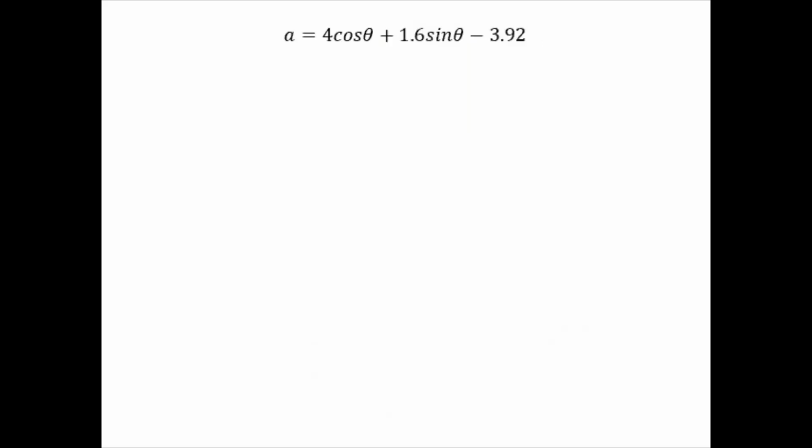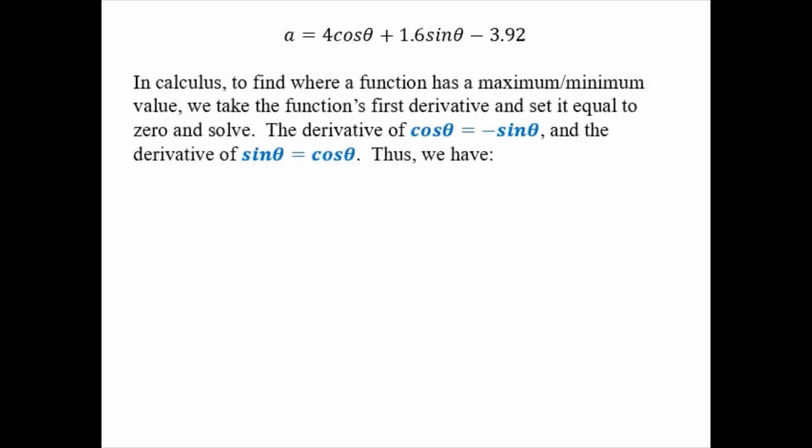So there's our equation, and we want to find its maximum. In calculus, to find where a function has a maximum or minimum, we take the function's first derivative, set it equal to 0, and then solve it. That's going to give us the position where the function has either a maximum or a minimum.